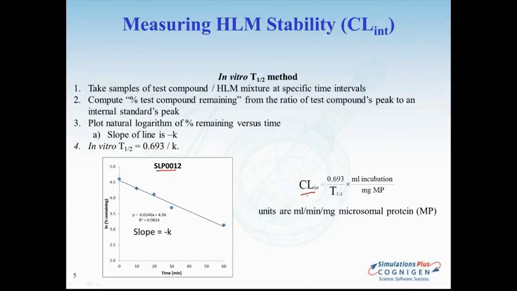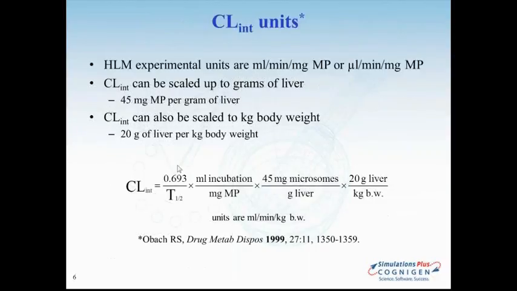You can use this equation to compute the clearance from the T1/2, and you also need to know the concentration of the microsome. So this is the inverse of the concentration, in milligrams of microsomal protein per milliliter of incubation. The units here would be milliliter per minute per milligram of microsomal protein. These are the typical units. More commonly, you see this expressed as microliters.